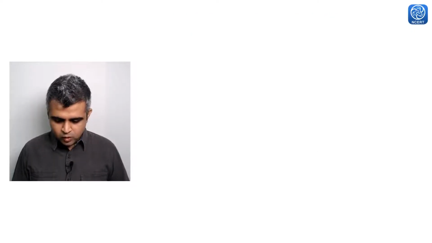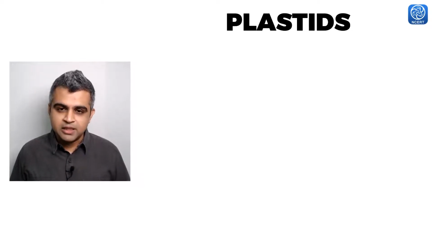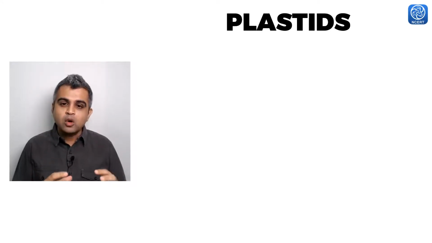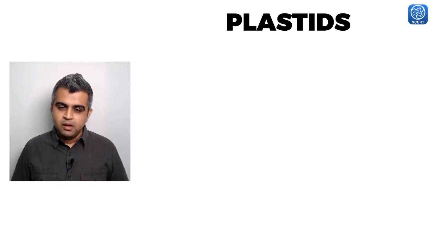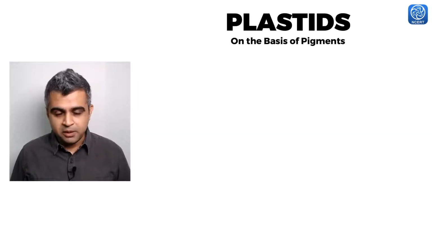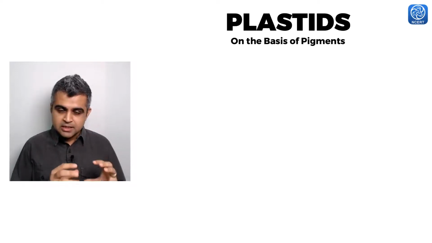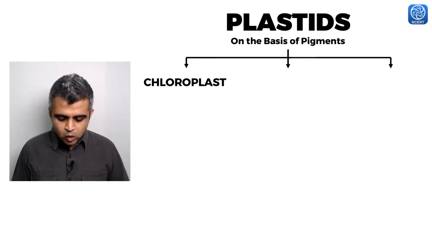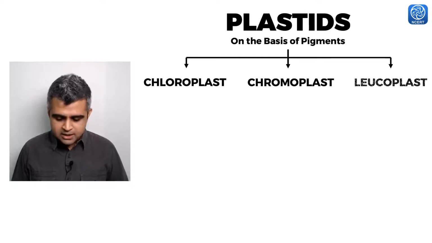So now, what does NCERT say about plastids? Before we start off with what NCERT says about plastids, it should be clear that plastids are called plastids because they were thought to be specially formed or molded within a plant cell. So they were given the name plastids. Plastids are basically cell organelles which are going to have the pigments. Based on their pigments, they can be of three main types. You have chloroplast, chromoplast and leucoplast.